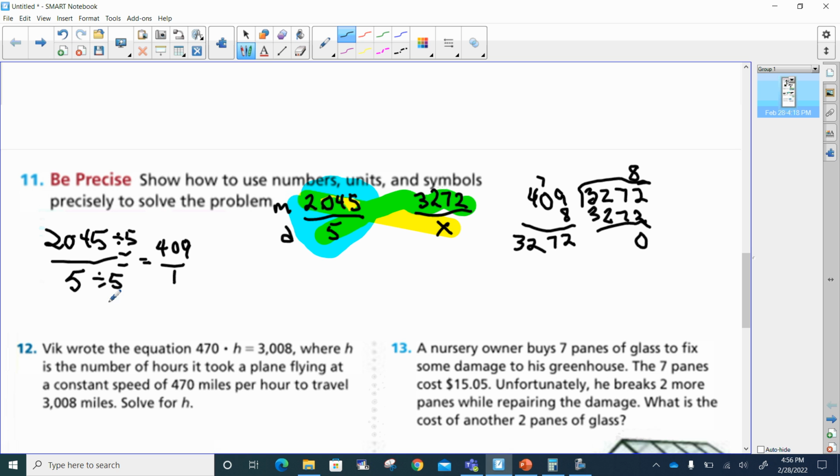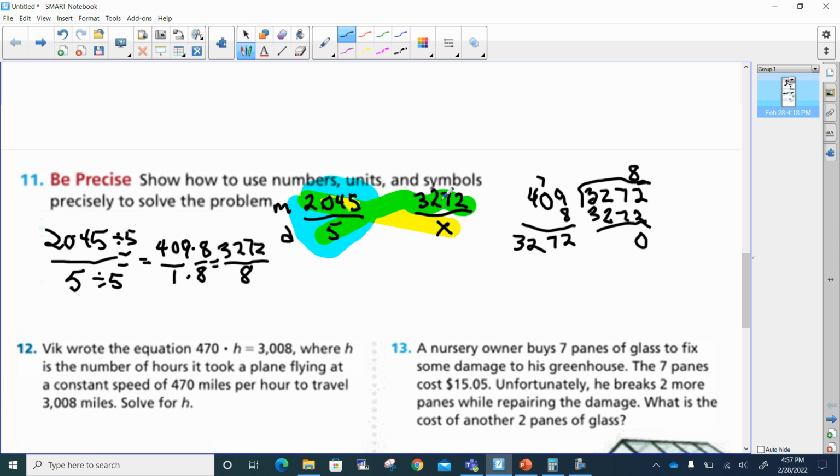So that tells us our answer will be, we have to basically multiply this by 8, right? So that's going to be multiplying both by 8 over 8, excuse me, and that's going to equal 3,272 over 8. All right, so that's how we would find this using numbers, units, and symbols.